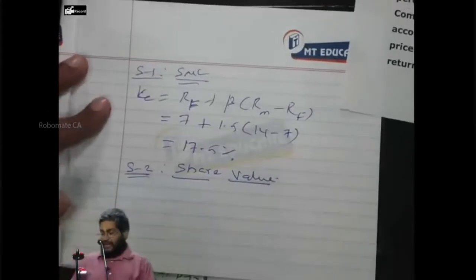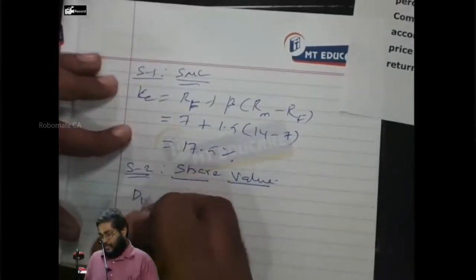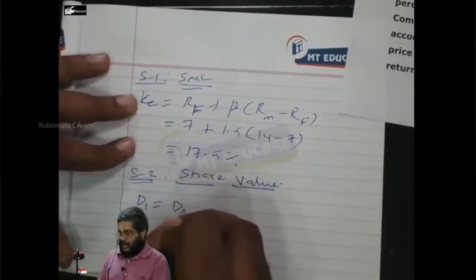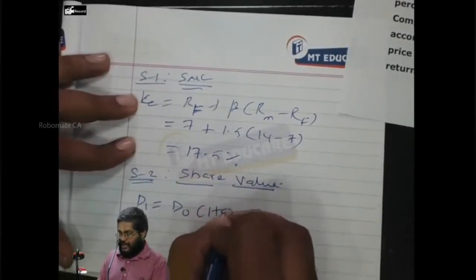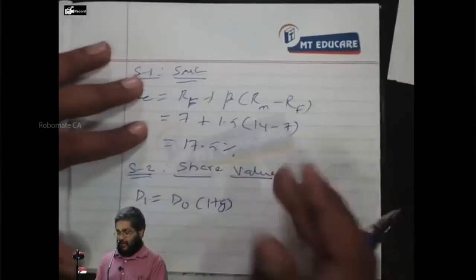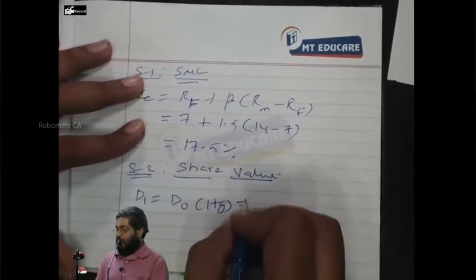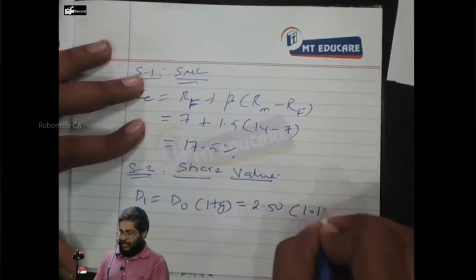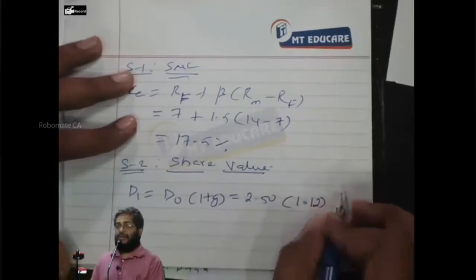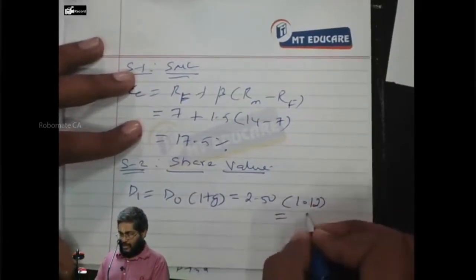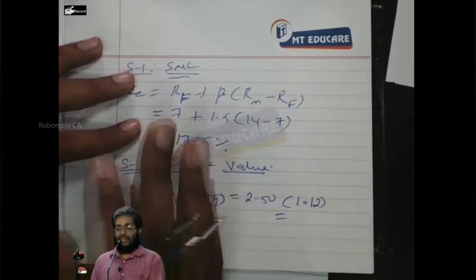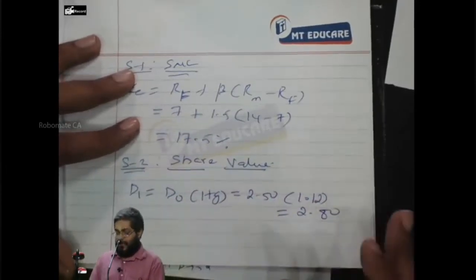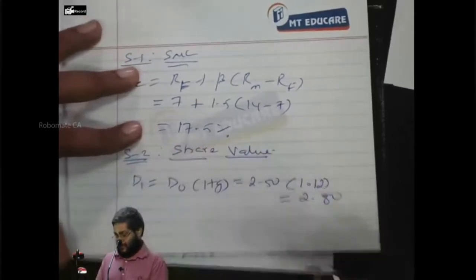Next, D1 is equal to, formula: D1 is equal to what? D0 into 1 plus G. What is D0? 2.5 into 1.12. So D1 is equal to 2.80.